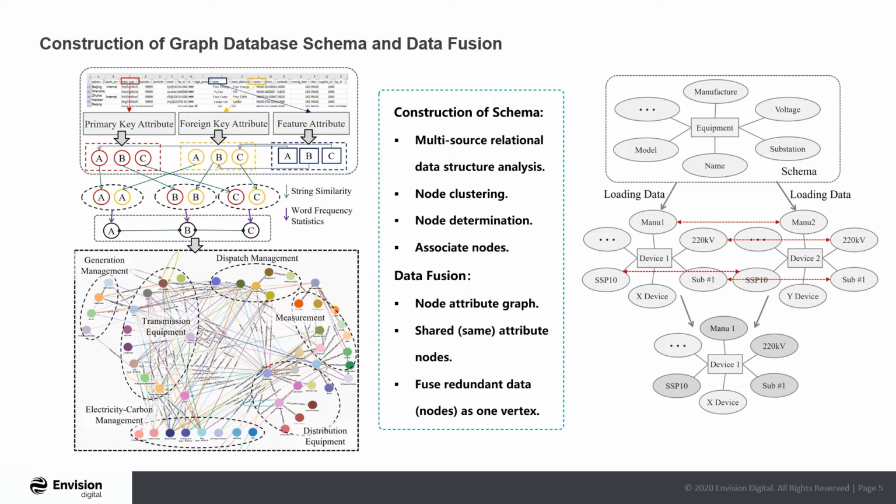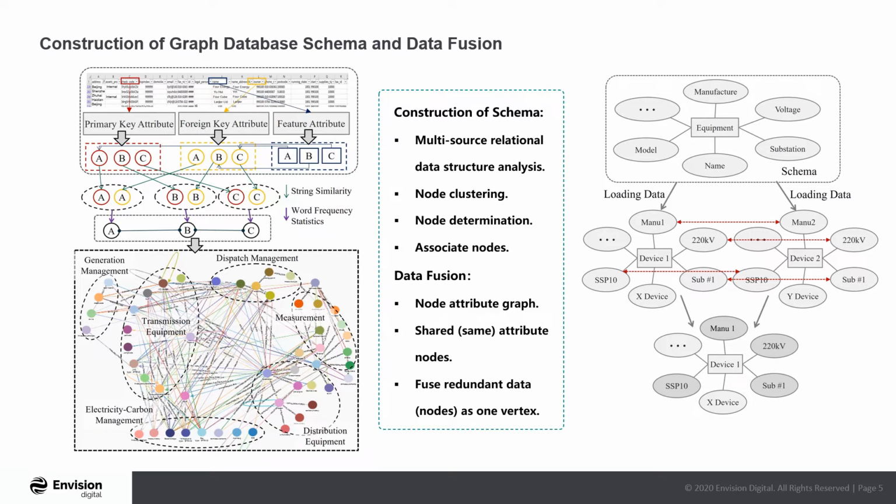For the multi-source relational data structure analysis part, this process analyzes the data table structure and distinguishes primary key nodes, foreign key nodes, and feature attributes to build an initial candidate node set. We then define feature attributes as node attributes in the corresponding primary and foreign key nodes. In the node clustering part, we implement candidate node clustering through the string similarity of candidate node names.